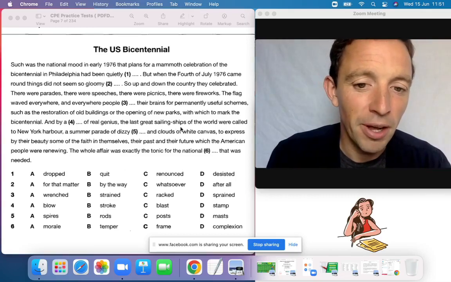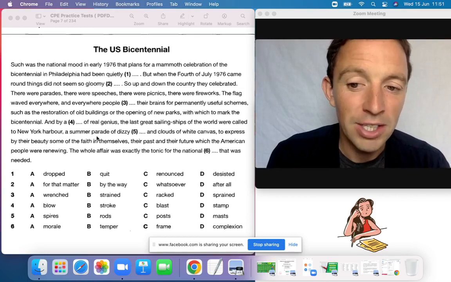The last great ship of the world was called to New York Harbor. A summer parade of dizzy.